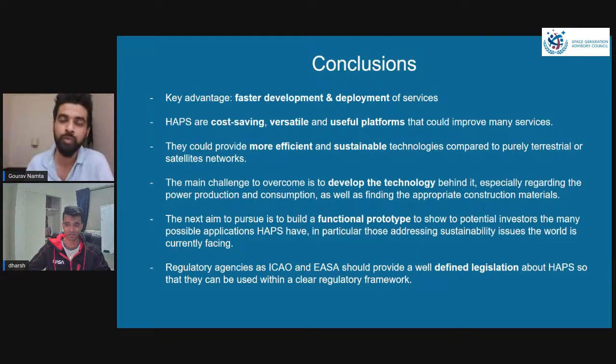A point to be noted is that HAPS was a technology that people were quite excited about in the early 2000s, and the US, the UK, and Japan invested a lot in it. But I guess the technology was not yet readily available at that point of time, and the enthusiasm faded. However, having worked with experts from GMV, we certainly believe that now is the right time to invest in it.